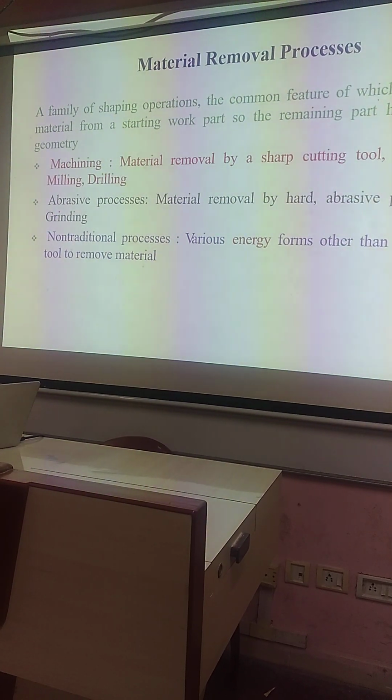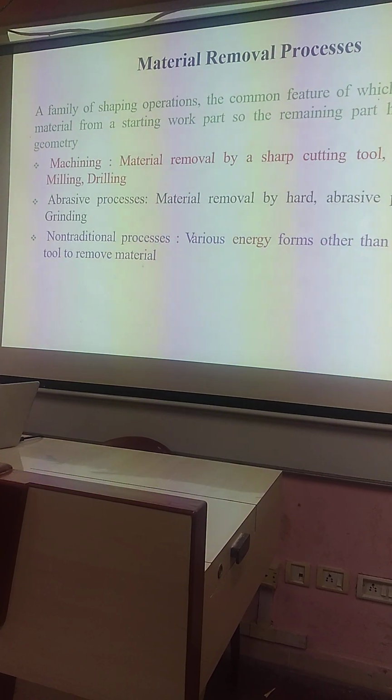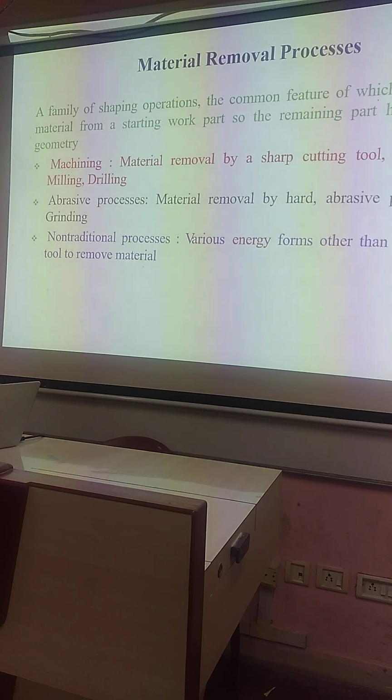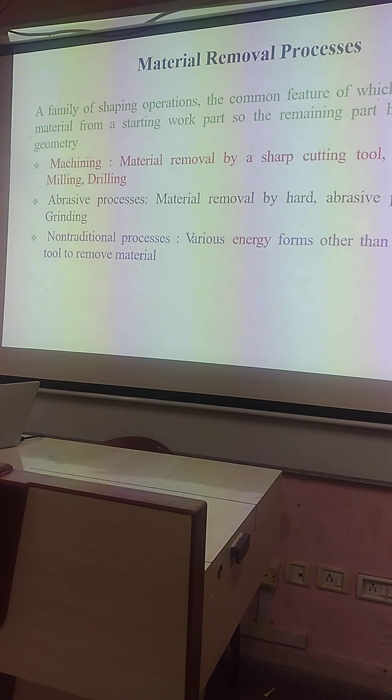Abrasive process: material removal by hard abrasive particles. Example: grinding. There are some non-traditional processes where various energy forms other than a sharp cutting tool remove the material, like ultrasonic machining, electric discharge machining, electrochemical machining, abrasive jet machining, water jet machining, abrasive water jet machining, laser beam machining, plasma arc machining. So these are the machining processes used for hard material. There is no hardness barrier. For doing the machining operation conventionally, the tool should be harder than the workpiece.